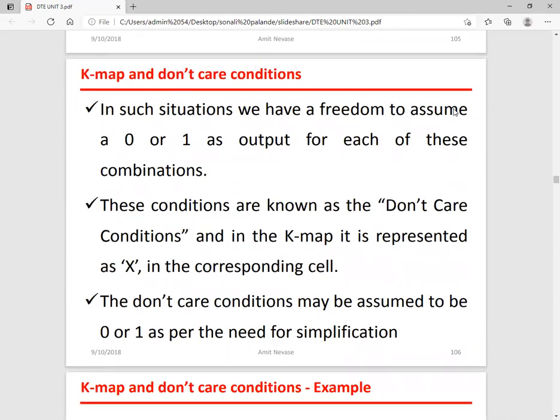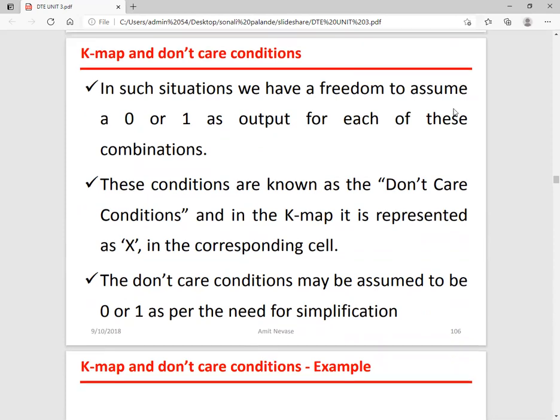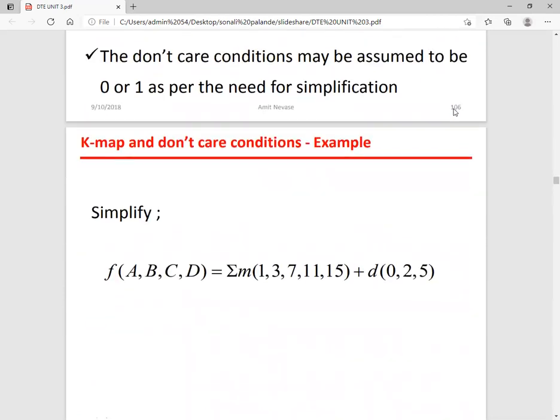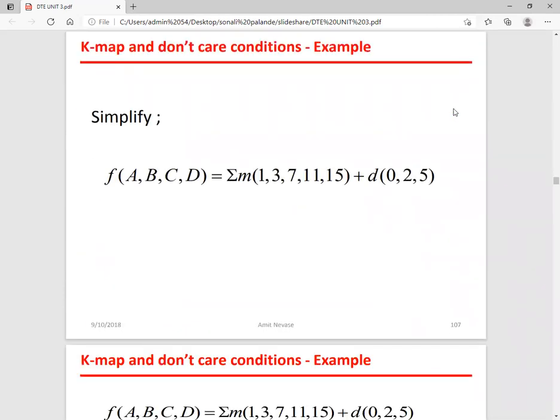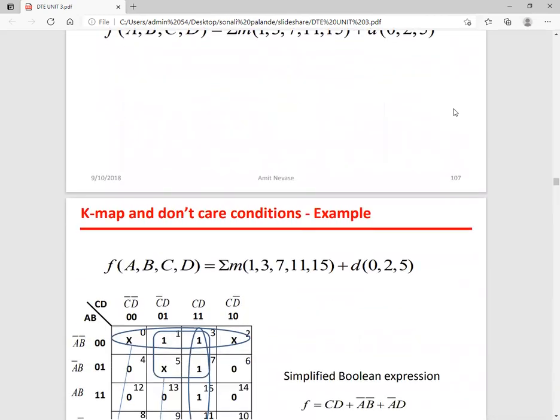In such a situation, we have the freedom to assume a 0 or 1 as the output for each of these combinations. These are also known as don't care conditions, and in the Kmap they are represented as a cross, that is X, in the corresponding cell. The don't care conditions may be assumed to be 0 or 1 as per the need of simplification. So here is the example. Simplify F of A, B, C, D equals summation of m 1, 3, 7, 11, 15 plus d 0, 2, 5.